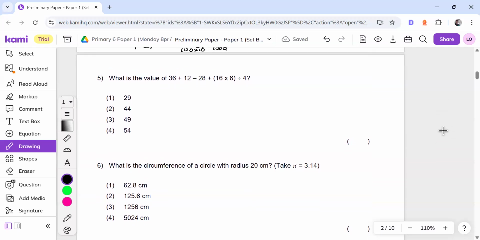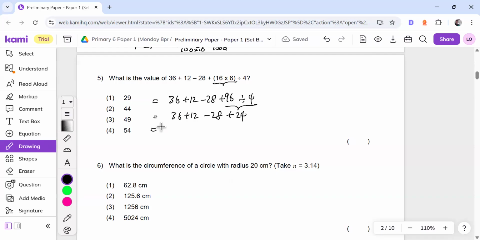Okay, question five. Now, what do you do? Bracket first. All right, so you copy down everything. 36 plus 12 minus 28 plus, put the answer below the bracket, below the pointer, and then divide by 4. All right, step by step. Plus, minus, plus, divide. Do the divide first. So copy down everything again, all right? And then put the answer below the bracket, below the pointer.